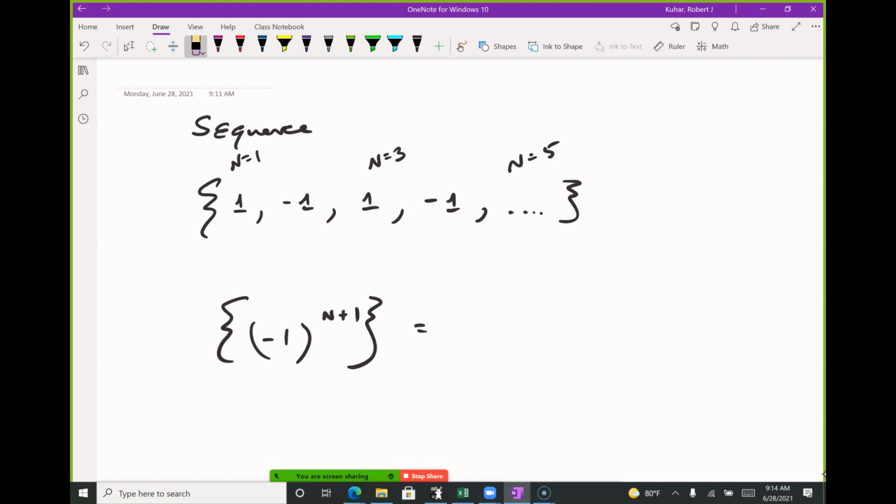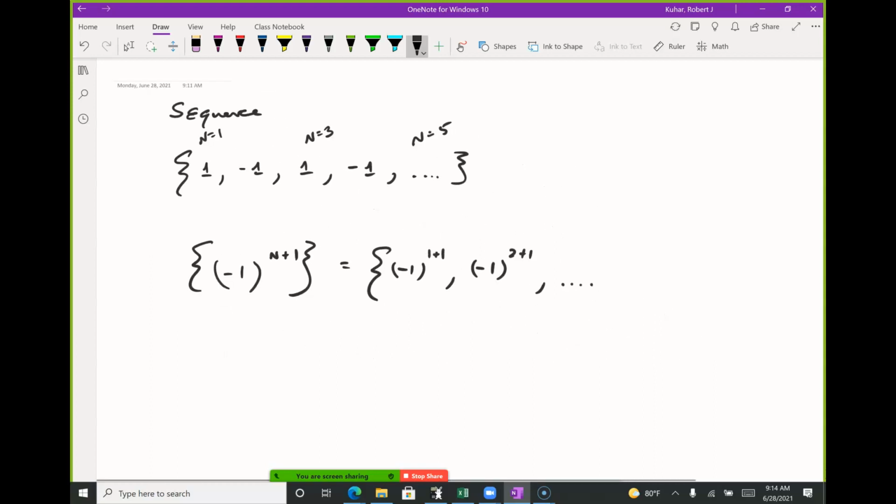Now when I plug in an odd and I add 1, I get an even. So this is now minus 1, to the 1 plus 1, and then minus 1 to the 2 plus 1. Yeah, and that's the idea. There's lots of ways to do this. They'll come up a couple of times where you've got to have a different little sequence like this.